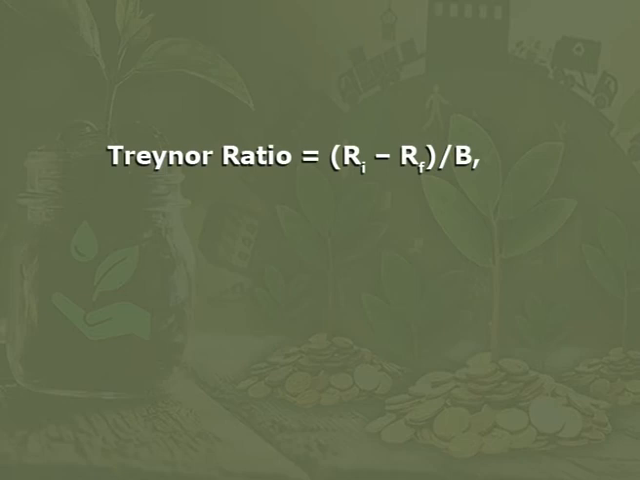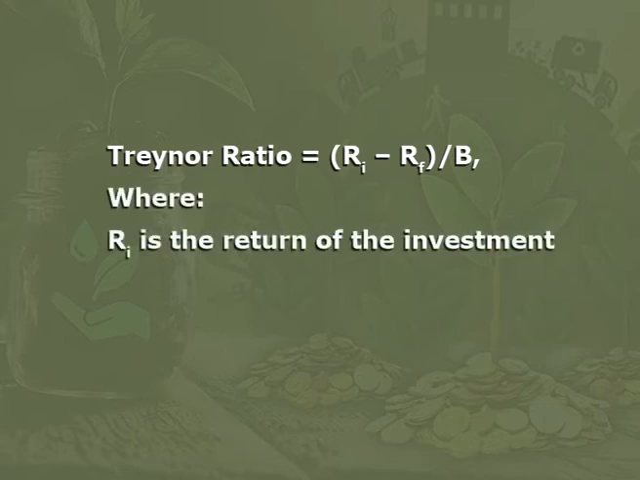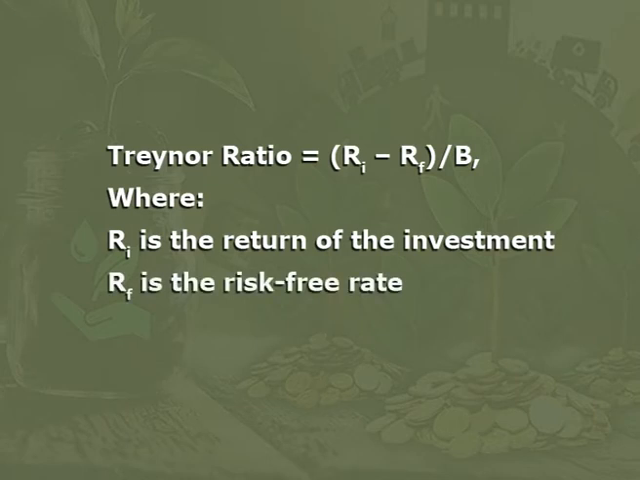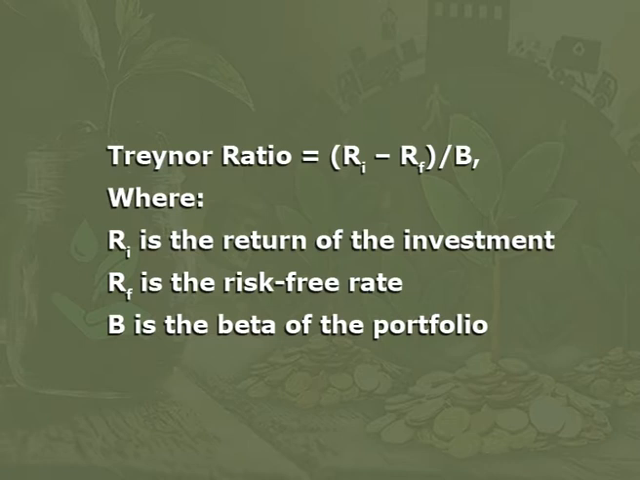This ratio, developed by Jack Treynor, measures returns earned in excess of that which could have been earned on a risk-less investment per each unit of market risk. It adjusts excess return for systematic risk. It is computed by dividing a portfolio's excess return by its beta. It is also called reward to volatility ratio. The formula goes like this. Treynor ratio is equal to RI minus RF divided by beta, where RI is the return of the investment, RF is risk-free rate, and beta stands for beta of the portfolio.